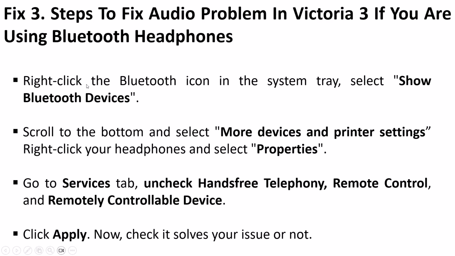Fix 3. Steps to fix audio problem or sound problem in Victoria 3 if you are using Bluetooth headphones. So right click the Bluetooth icon in the system tray and select show Bluetooth devices. Scroll to the bottom and select more devices and printer settings. Right click your headphones and select properties. Now go to the services tab and check hands-free telephony, remote control and remotely controllable device. Click on apply. Now check if it solves your issue or not.